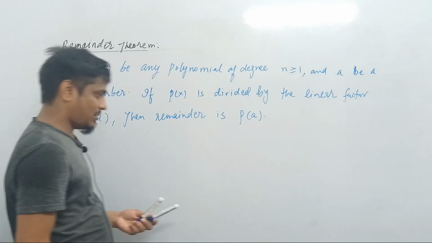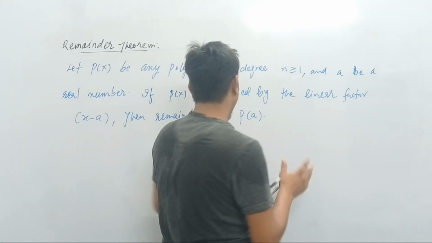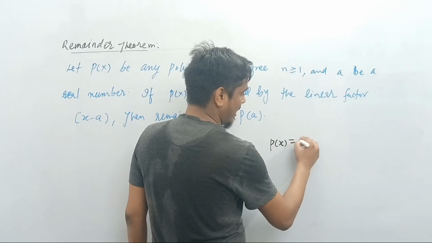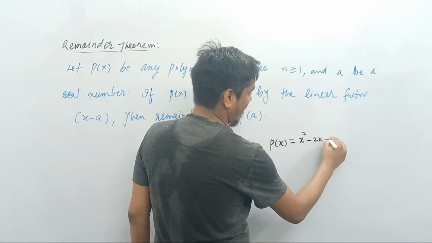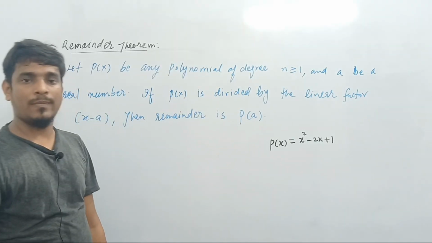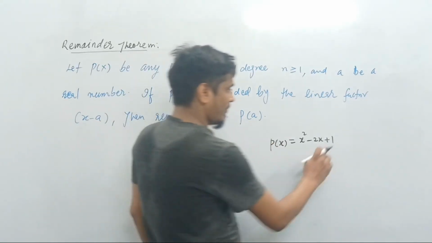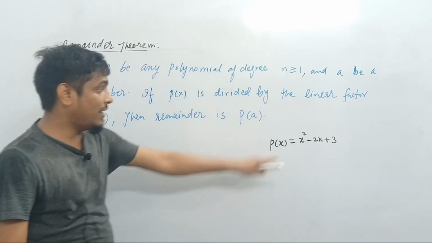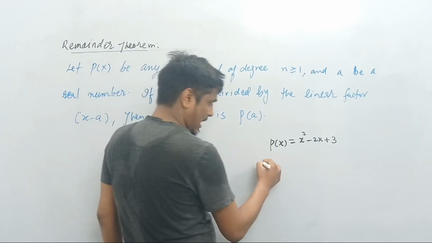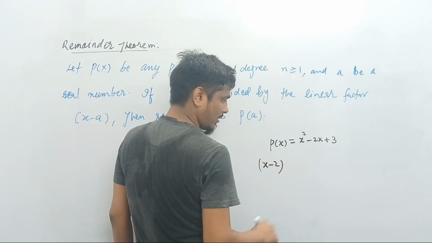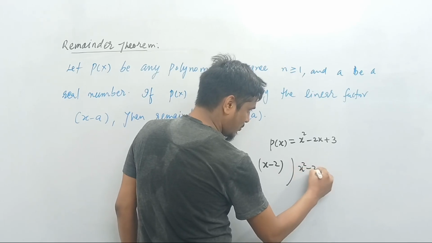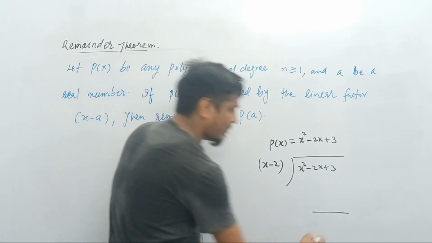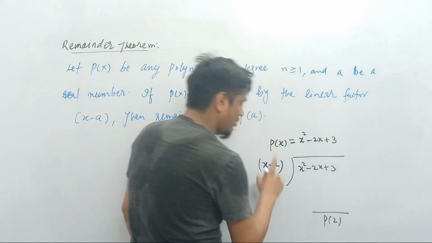So for example, I'm just giving you an idea, then we'll go for the proof of this. Let's say we have a polynomial P(x) given as x square minus 2x plus 1, or let me make it plus 3. So if we are dividing this polynomial x square minus 2x plus 3 by x minus 2, then we'll find the remainder is nothing but the value of the polynomial at x equal to 2.